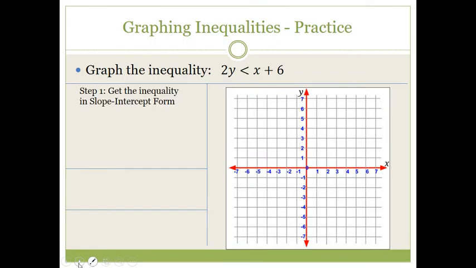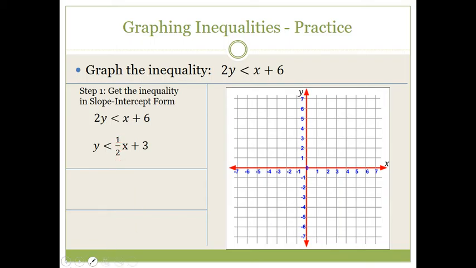So I'm going to get the inequality into slope-intercept form. In this case, I just have to divide everything by 2. We don't see a 1 in front of this x, but there's an implied 1. Then I divided it by 2 to get a slope of 1/2, and 6 divided by 2 is 3. So we see that we have a y-intercept at 3 and a positive slope of 1/2.